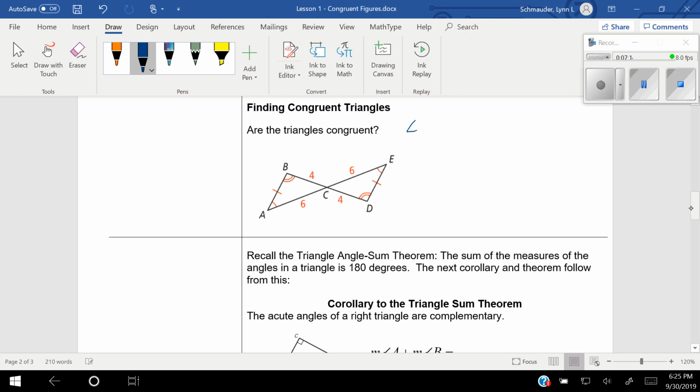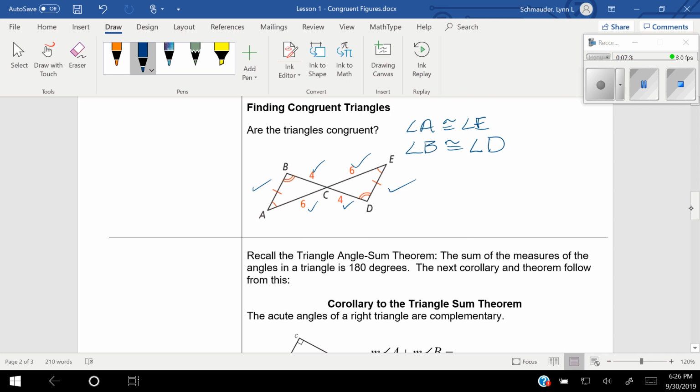Okay, we can see that angle A is congruent to angle E. We can see that angle B is congruent to angle D. So there's two sets of the angles, and then we've got two sets of corresponding sides. We got a 4 and a 4 and a 6 and a 6. Ooh, we got the other ones too. We got all three sides, so all we need is one more angle.